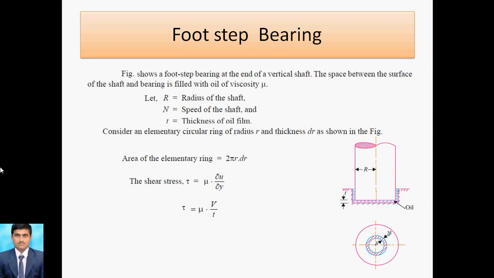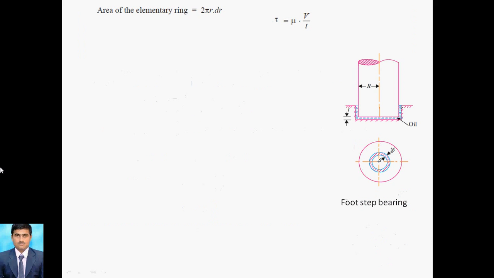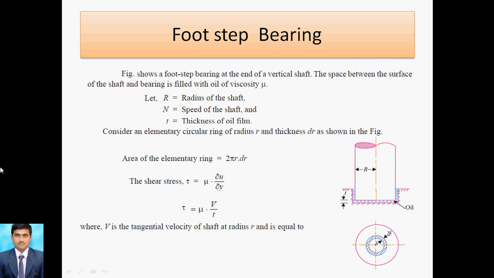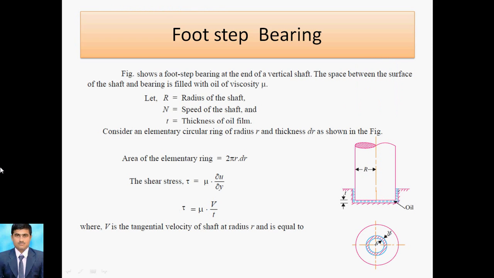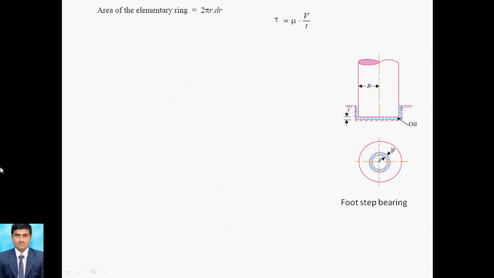Now mu and tau remain the same. du means change in velocity, so I can write v, because final velocity is v and initial velocity is 0. So v is the tangential velocity. Now we take two terms as they are: the area of the elementary ring and the shear stress, tau equal to mu du by dy. Instead of that we can write v upon t, where v is the tangential velocity, which is r omega, or omega r.